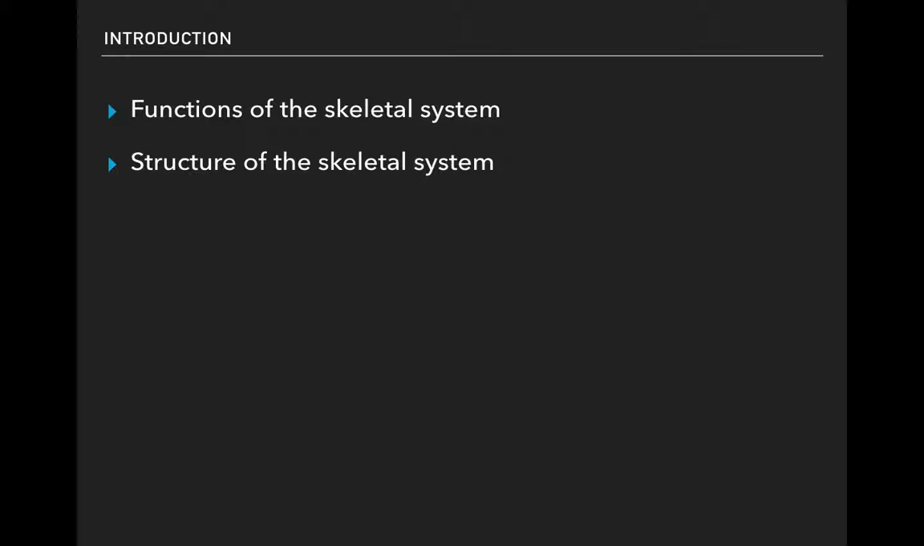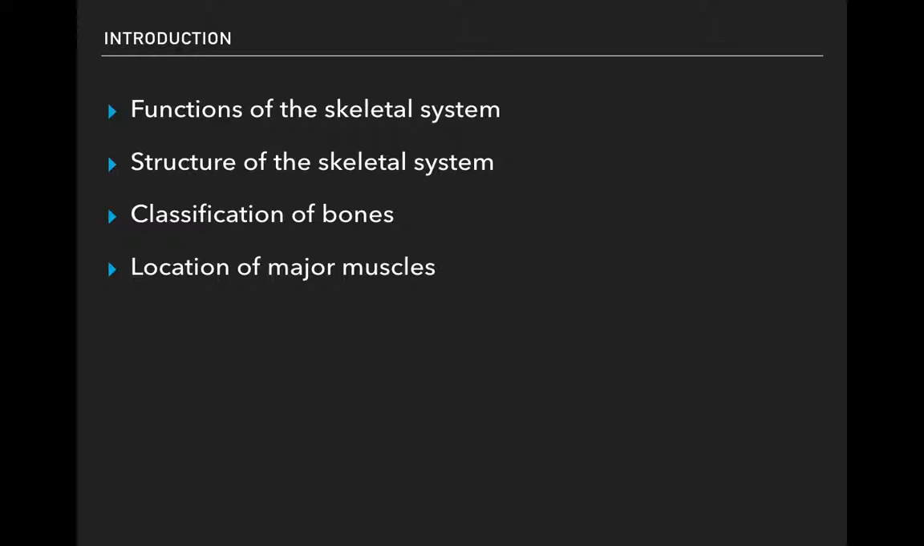In this PowerPoint, I'll be talking about the functions of the skeletal system first, so the 6 different purposes of the skeletal system being in the body. Then I'll go into the structure of the skeletal system, including all the major bones in the body and where they are located. Then I'll be looking at the classification of bones, so the type of bones that make up the skeletal system. Then finally I'll move on to the muscular system, so the location, origin, insertion and actions of all the major muscles in the body.